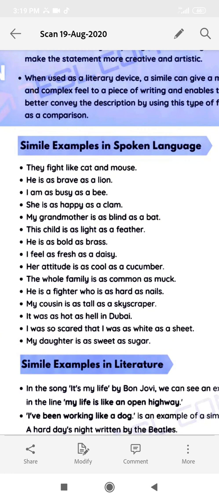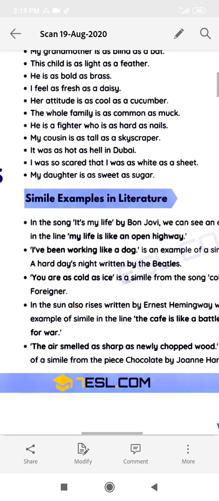Simile figure of speech. Simple. Okay, so here are more examples of simile. You can write in your textbook. Only the darkened parts are the examples of simile. So write down the darkened parts only.